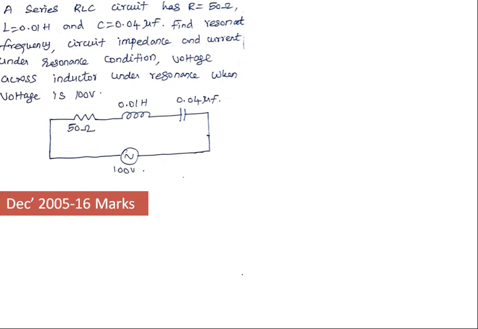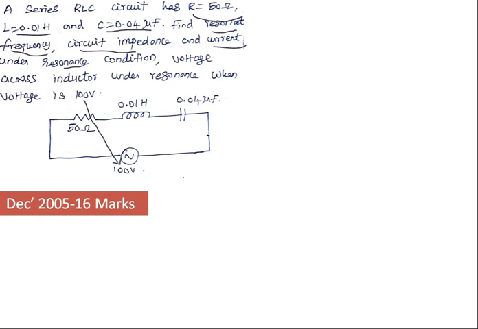So question number 2: a series RLC circuit has resistance 50 ohm, inductance 0.01 Henry, capacitance 0.004 microfarad. Find resonant frequency FR. FR is equal to 1 by 2 pi root LC. Circuit impedance Z is equal to R. Current under resonant condition I is equal to V by R. Voltage across inductor under resonance when the supply voltage is 100 volt.